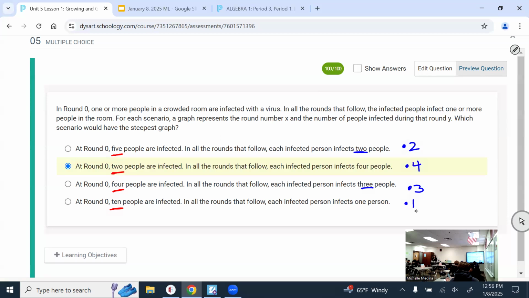Questions on that? Yes. So if it's multiplying by a bigger number, that will have a steeper graph, regardless of where it started. Okay. Other questions? Okay, well, you just let me know.